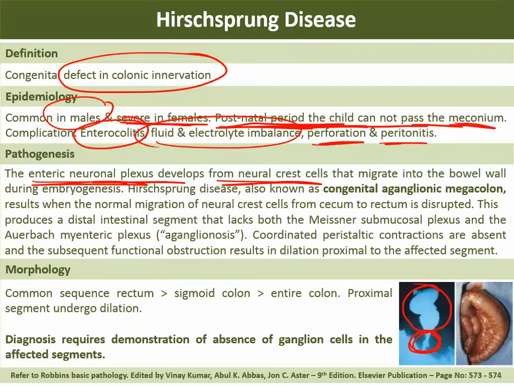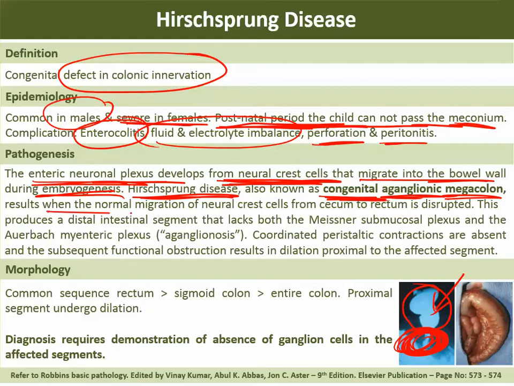The neuronal plexus of the GIT develops from the neural crest cells that migrate into the bowel wall during embryogenesis. If that migration has a problem, then the bowel wall will not have a neuronal plexus. So that's why Hirschsprung disease is also known as congenital aganglionic megacolon. The dilated colon is called megacolon. It is happening due to aganglionosis here. So it is from birth. It is congenital aganglionic megacolon.